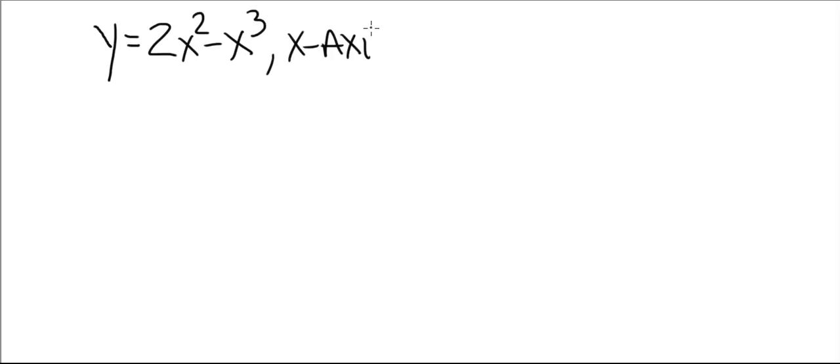We're going to find the volume of a solid of revolution obtained by rotating the region bounded by the graphs of y equals 2x squared minus x cubed and the x-axis about the line x equals minus 4. So we're going to sketch this region first.